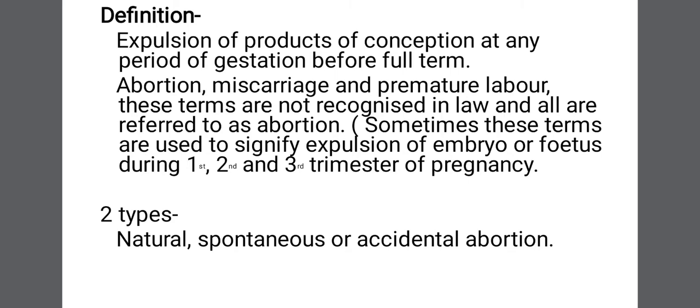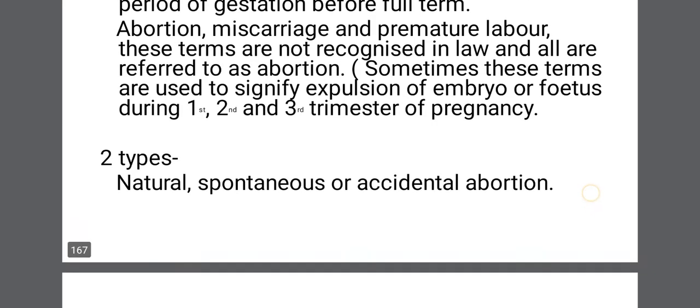If it has occurred in the second trimester, that is 4 to 6 months of pregnancy, the condition is called miscarriage. And if it has occurred in the third trimester, during the 7th, 8th or 9th month of pregnancy, before the completion of the full period of pregnancy, it is called premature labor. Otherwise in law all these things are the same: abortion, miscarriage and premature labor, but they can be called abortion if it has occurred in the first trimester, miscarriage if in the second trimester, and premature labor if in the third trimester of pregnancy.